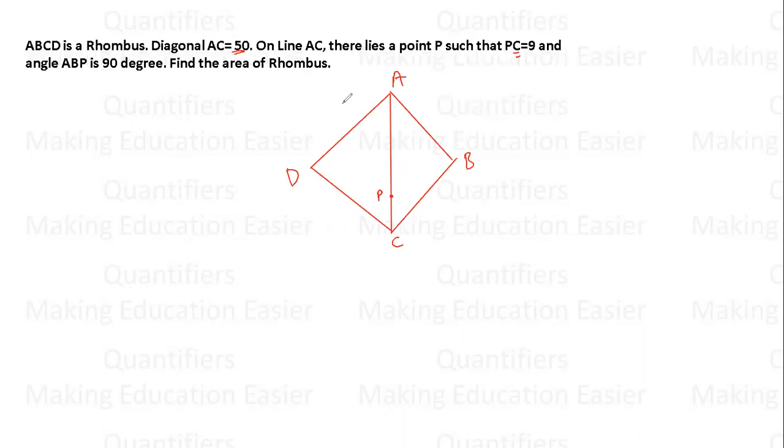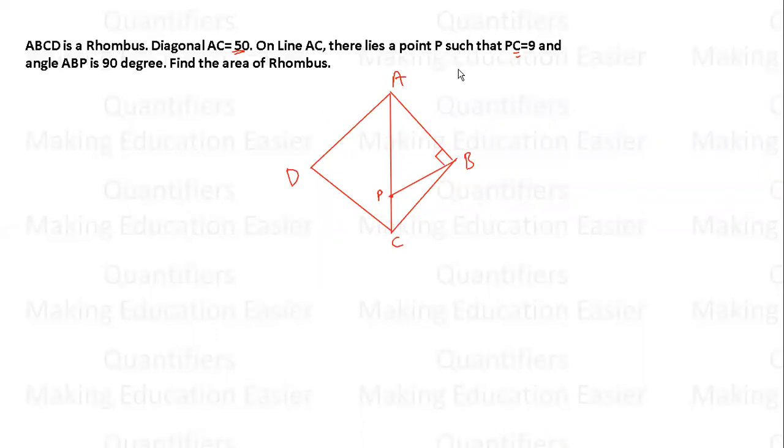Moreover, it is also given angle ABP is 90 degree. Now do not make a mistake. Only this angle is 90 degree. Right, complete angle B is not 90. Angle ABP is 90 degree.